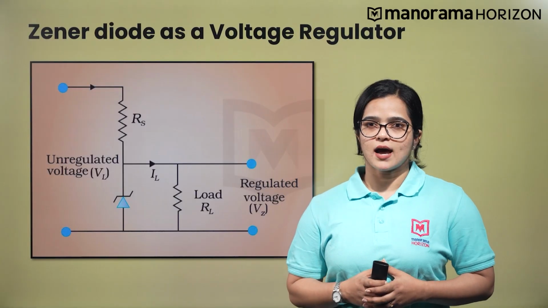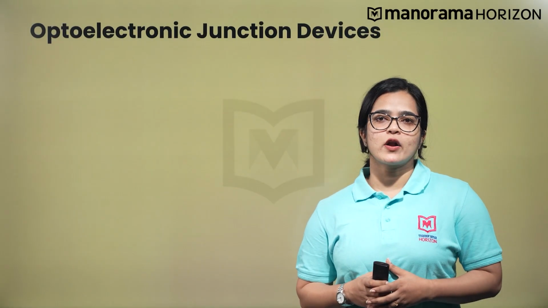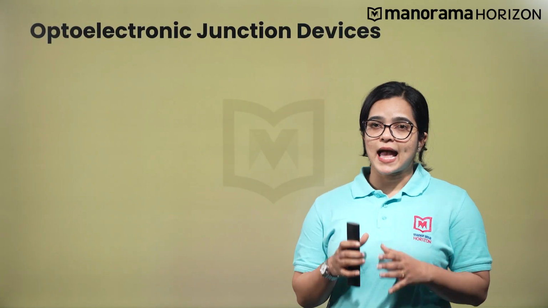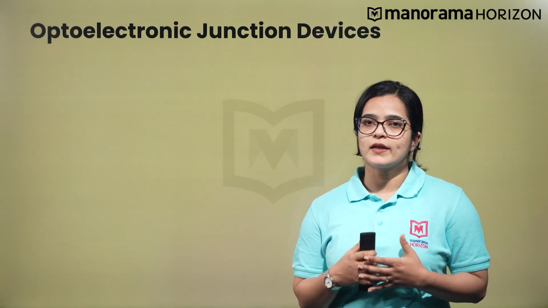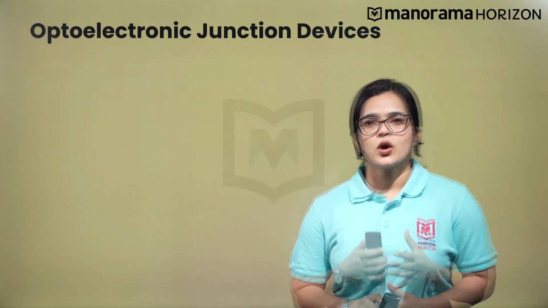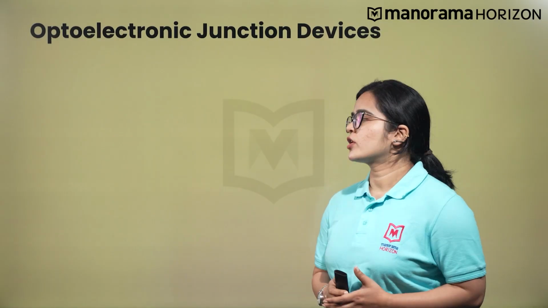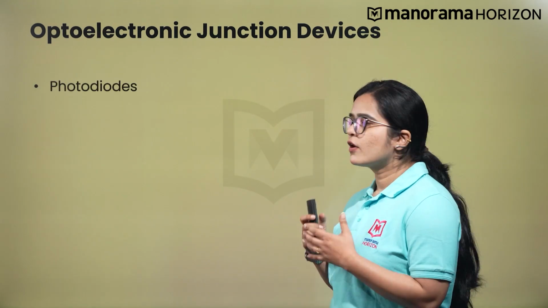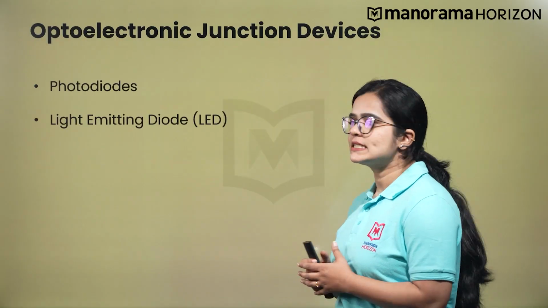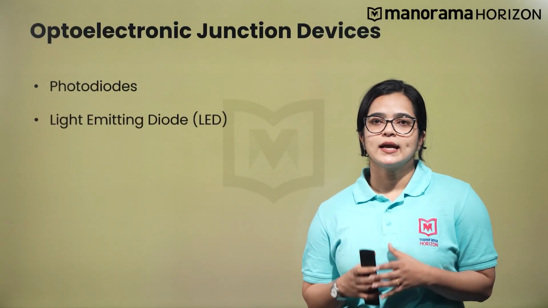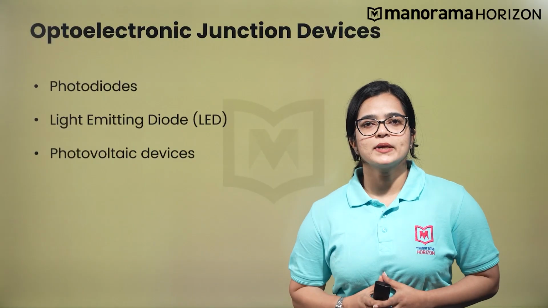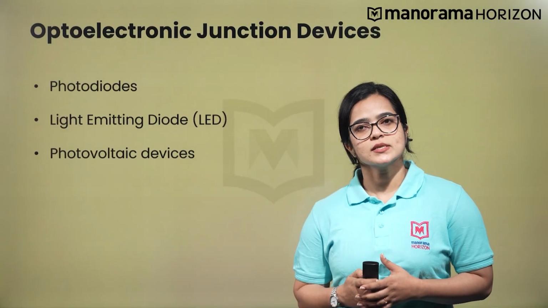the series resistance Rs. Moving on to the optoelectronic junction devices, here we deal with the semiconductor diodes in which the carriers are generated by photons or by photoexcitation. All these devices are called optoelectronic devices. We study the following optoelectronic devices. The first one is the photodiode, that is used for detecting optical signals. Then we have the light emitting diodes or LEDs that can convert electrical energy into light, and photovoltaic devices that convert optical radiation into electricity, for example solar cells.